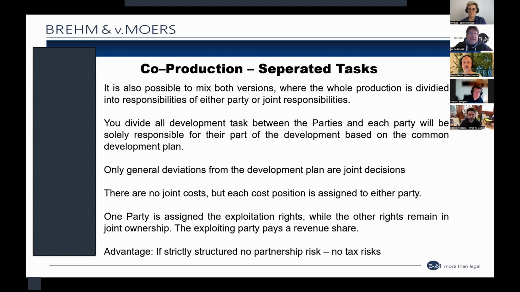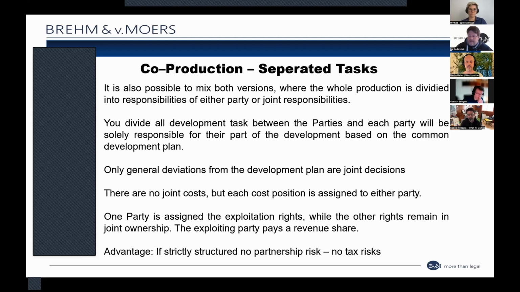Then you're lacking the qualification as a partnership because there are no common decisions, but each party has separate authorities in the development. And if you're able to structure a development like that, where you have clearly distinct areas of responsibility, then in most jurisdictions, you will not be considered a partnership. You'll avoid the taxation issues, and you only then have to agree on who shall be authorized to exploit the game in the end and what the revenue shares are.